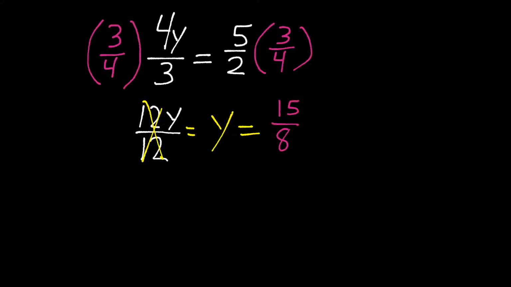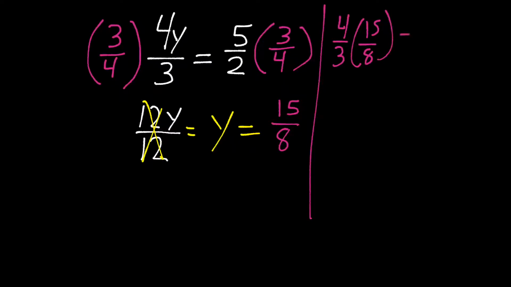But we wouldn't be very good mathematicians if we didn't check our work. So let's substitute 15/8 into our problem. We have 4/3 times 15/8, and we're hoping it will equal 5/2. Now, just like before, multiply our tops. 4 times 15 is 60. Then we multiply our denominators. 3 times 8 is 24.